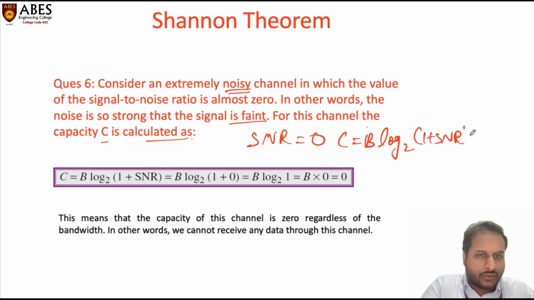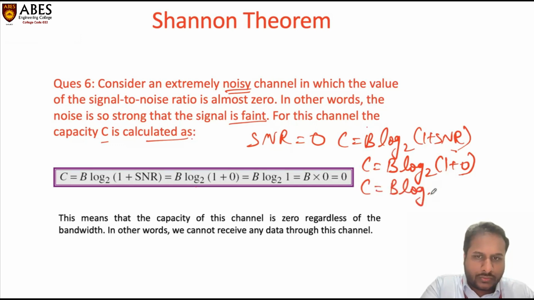Now we will put the values in it. C equals B log base 2 of 1 plus 0. So B log base 2 of 1, and log 1 equals 0, so the capacity will be 0. When there is a faint signal, the capacity will be 0 bps. Means we won't be able to send any kind of data with this type of noisy channel.